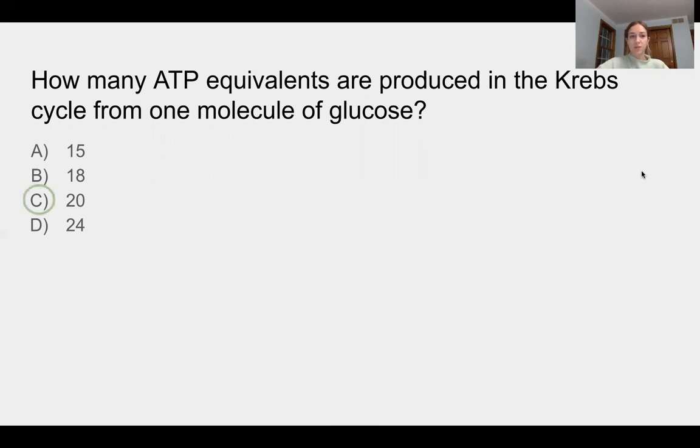All right, so our answer here is C. So I'm going to go through how to calculate ATP equivalents from NADH, FADH2, and GTP, since, as we saw previously, there was no actual ATP produced in the Krebs cycle, but the MCAT loves to test on ATP equivalents.